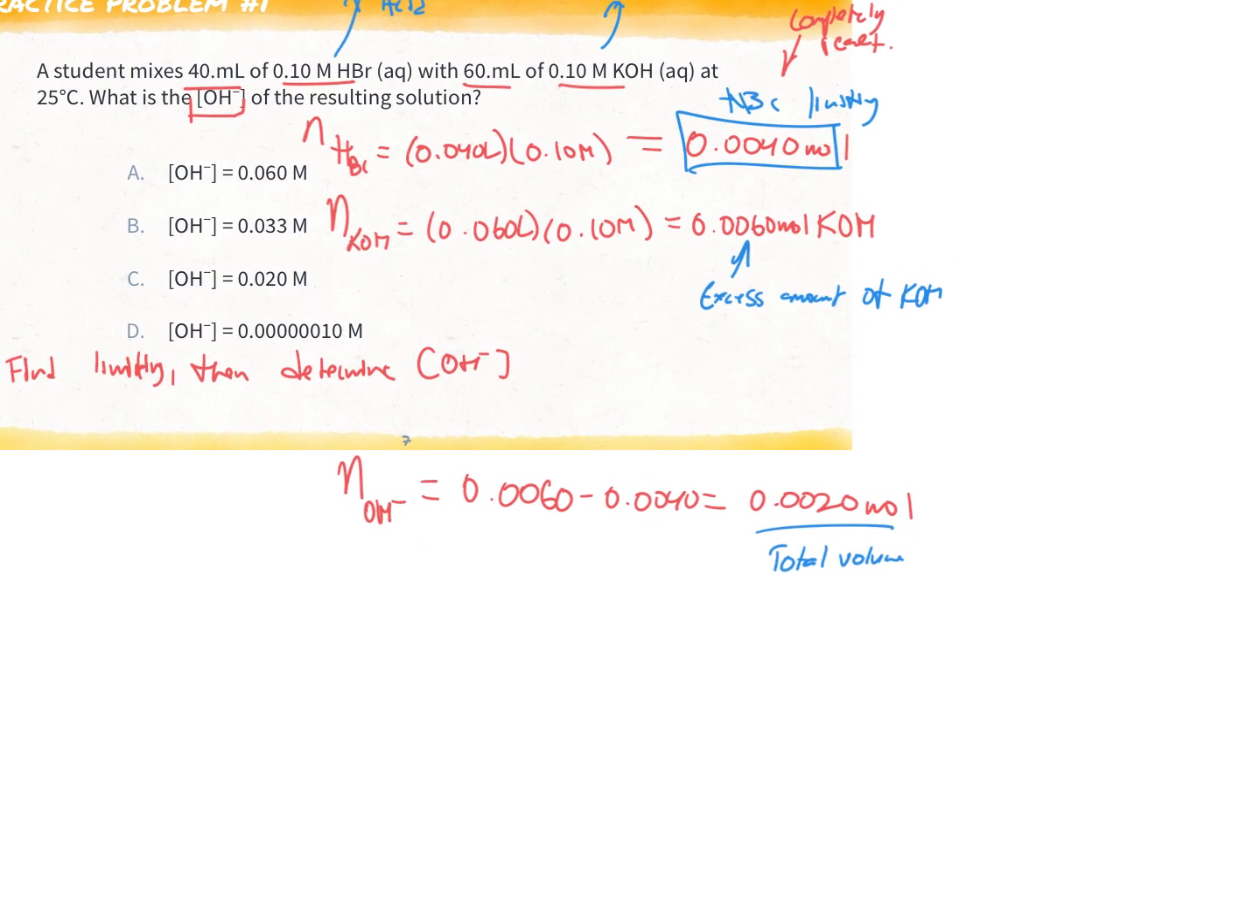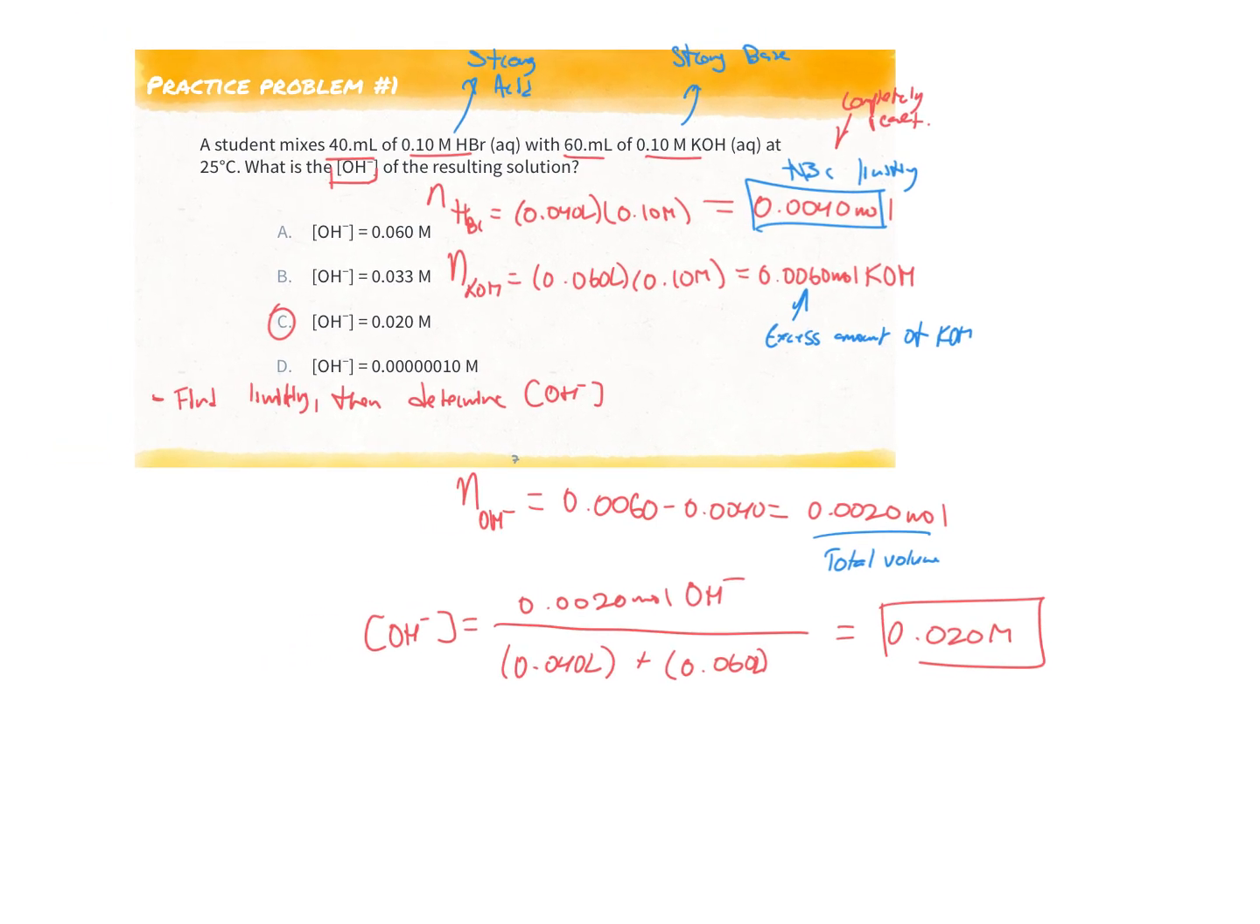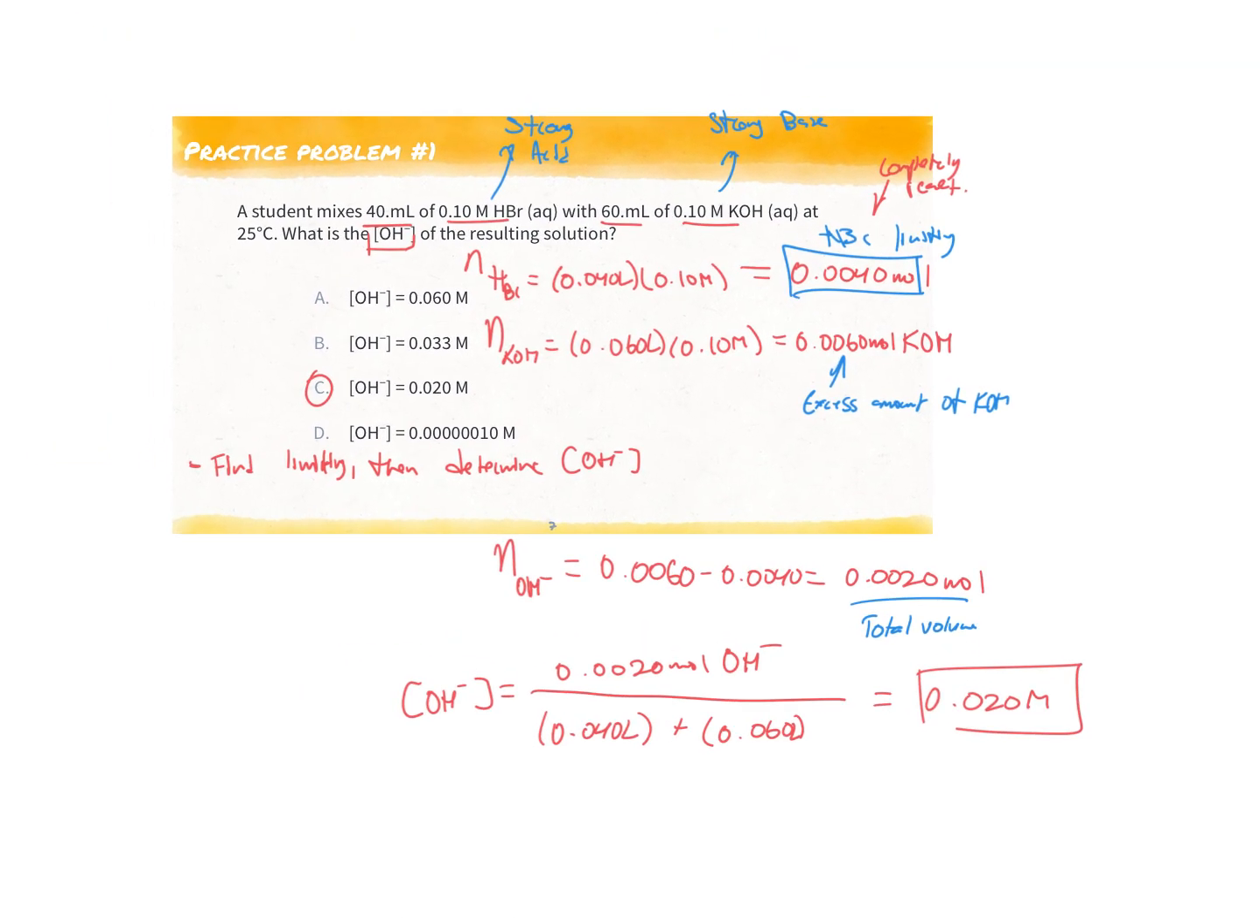So I'm just going to do this all in one. Concentration of OH minus equals the number of moles we just calculated, and we divide all of that by the total volume. And so we'll do this in liters. It'll be 0.040 liters plus 0.060 liters, which is just equal to 0.1. Once you do all this math, you'll find that we get 0.020 molar. So our answer choice here is C. So since we have a strong acid, strong base, you just find the excess reagent. And then this is basically similar to a normal dilution problem. Find the number of moles of excess, and then divide it by the volume.